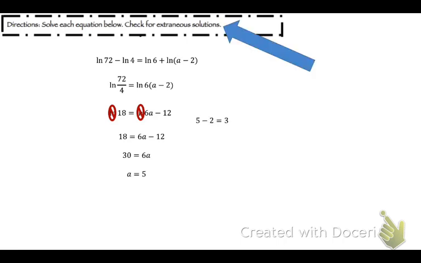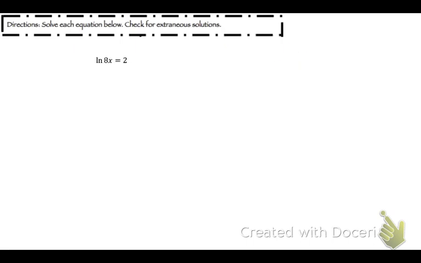Plug it in to check. It's good. So that is our answer. Okay, this one, so we have ln 8x equals 2. Well, that's the same as log base e of 8x equals 2. Change it to an exponential, so e squared equals 8x.